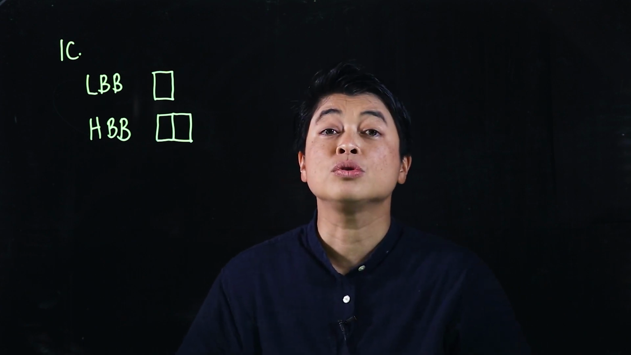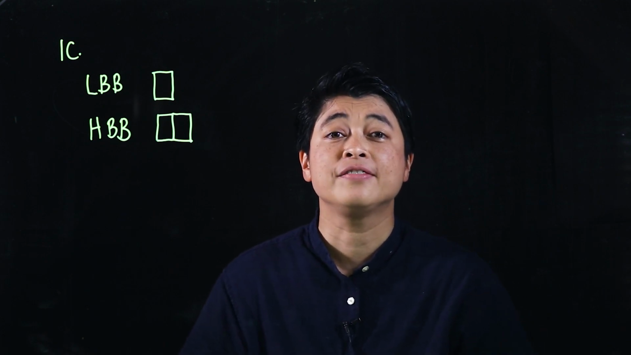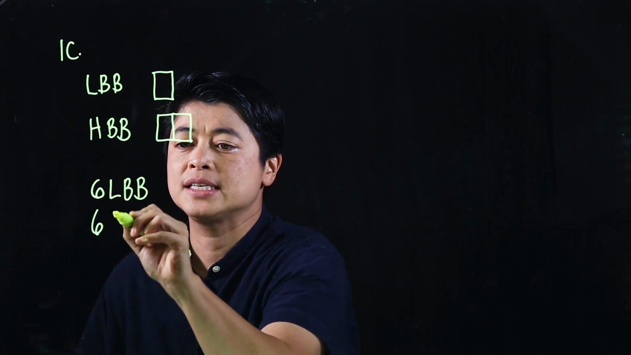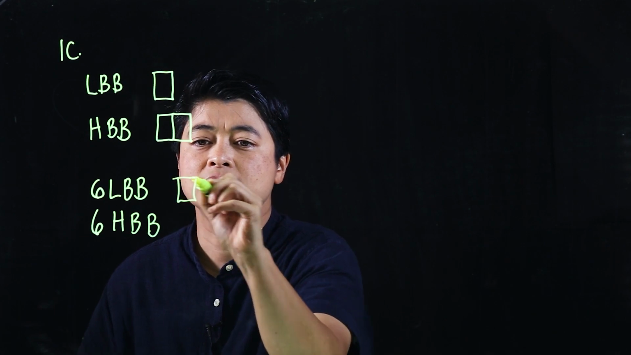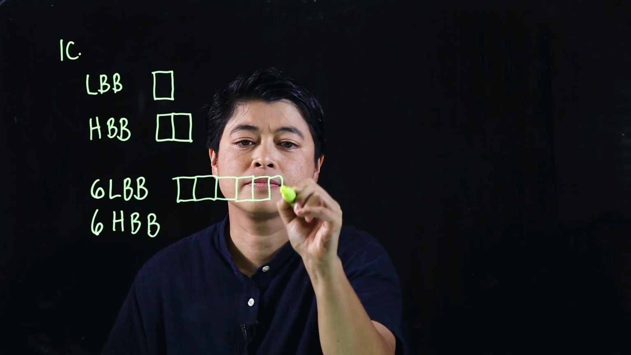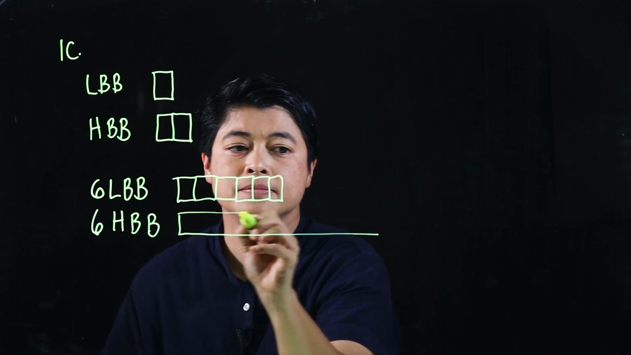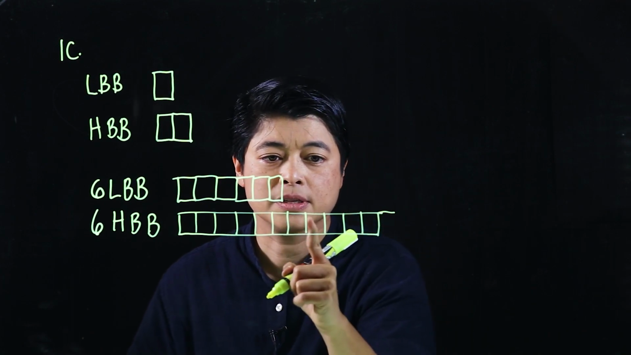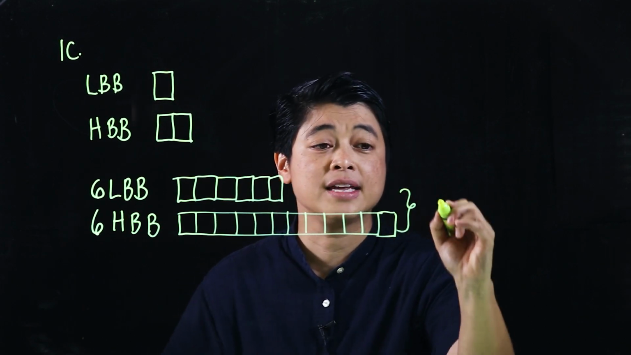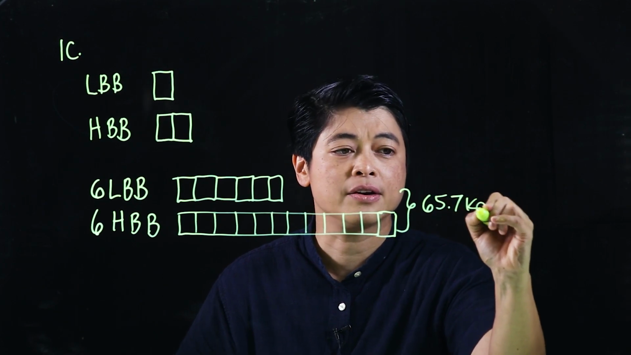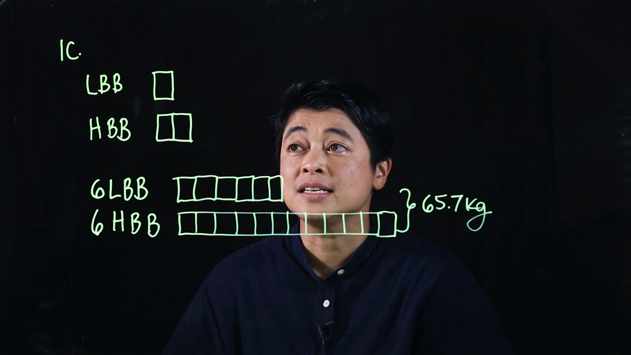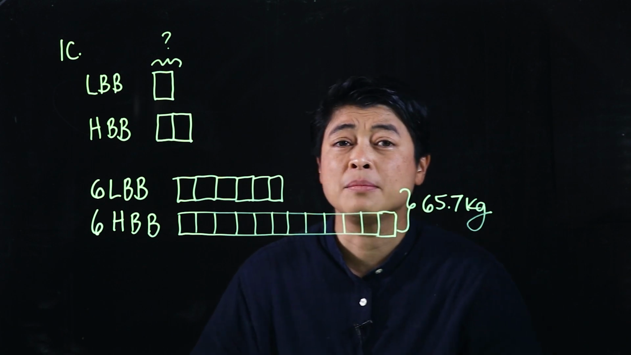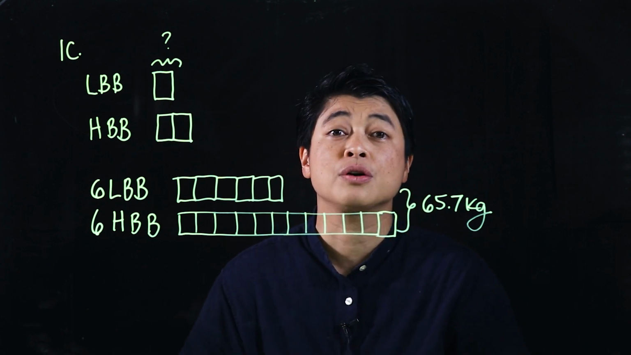Then it says the total mass of the 12 bowling balls is 65.7 kilograms. So I'll draw again 6 light bowling balls and 6 heavy bowling balls. There's 6 of these, which means there should be 12 of these. In total, they say this is 65.7 kilograms. The question is, what is the mass of the light bowling ball to the nearest kilogram? When I explain the problems, I'm going to assume that the kids are allowed to use calculators, so I won't show the computations anymore.